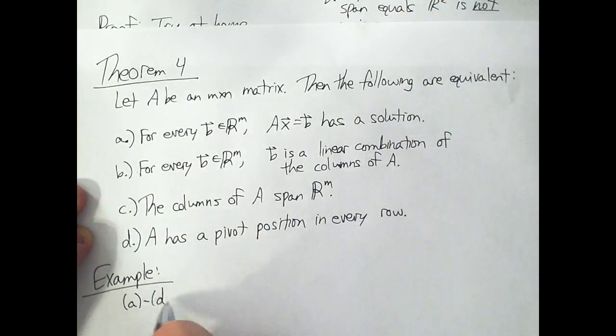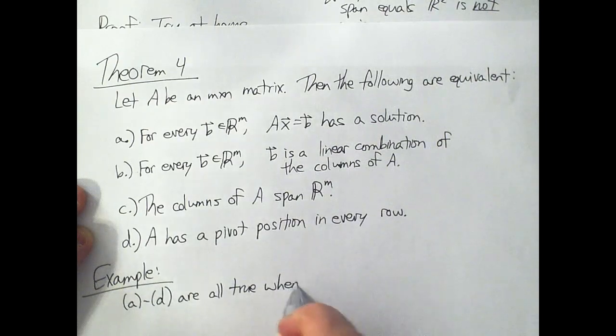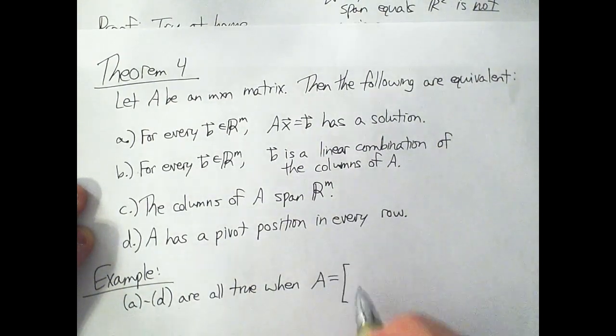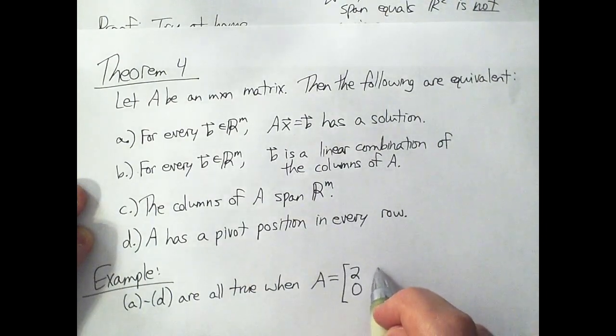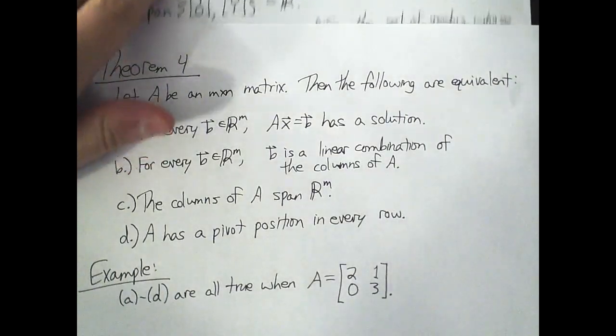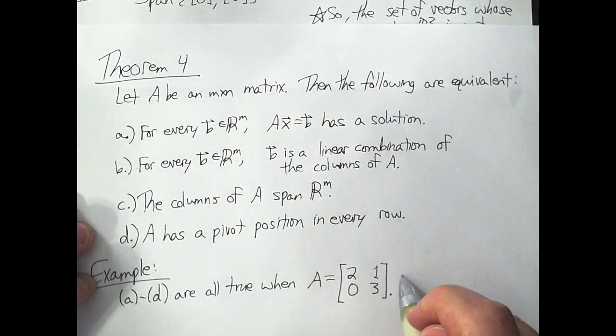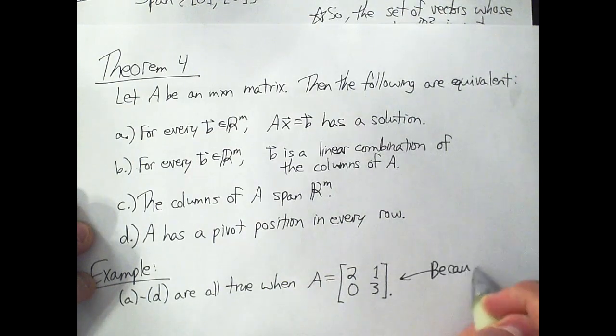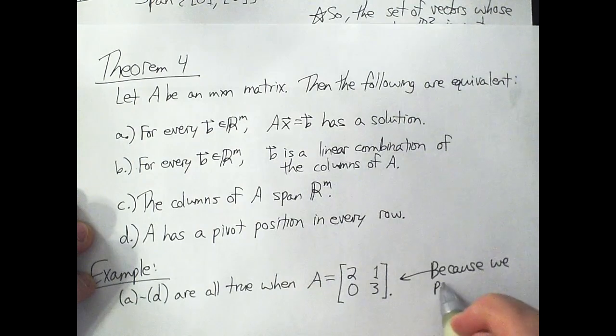Statements A through D are all true when A equals this matrix. All right, would you like me to prove that to you? We already have. How about that? We already have. Now I'm going to say, because we proved C earlier.